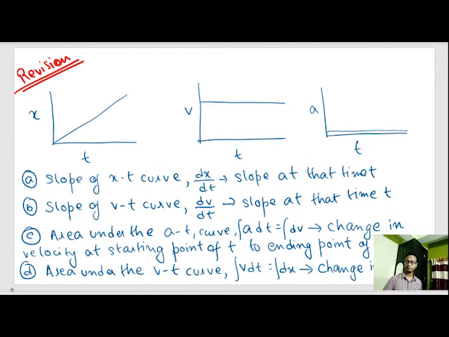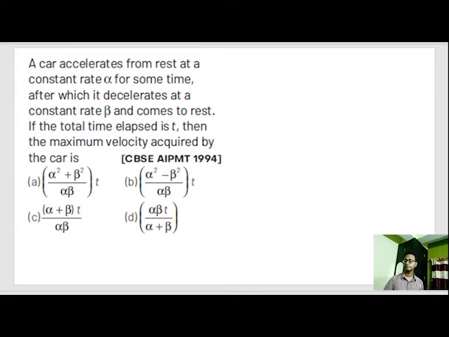Now let's look at the next question. A car accelerates from rest at a constant rate of alpha for some time, after which it decelerates at a constant rate of beta and comes to rest. If the total time elapsed is t, then the maximum velocity acquired by the car is.